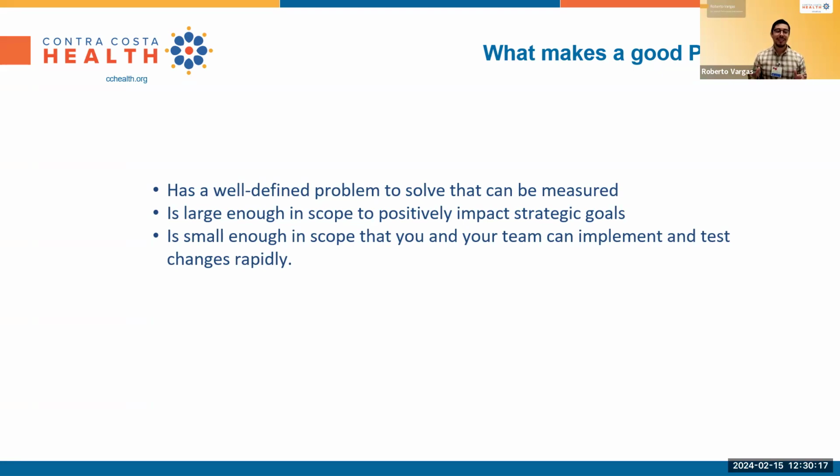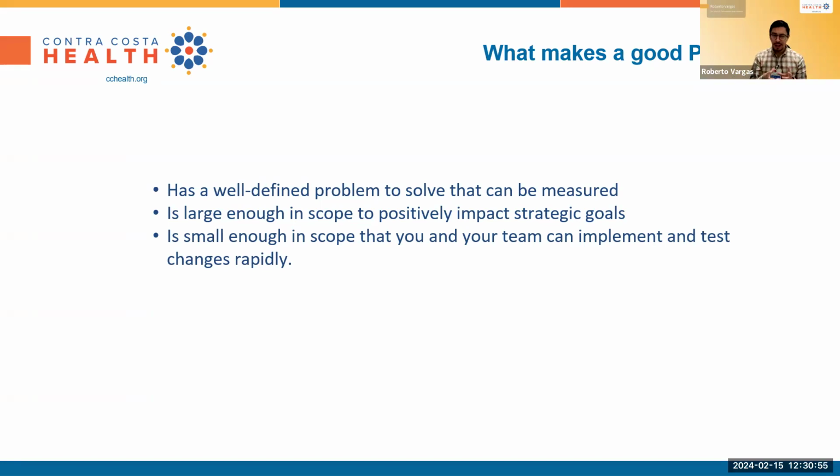So you want your project connected to an organizational goal or strategic goal. But at the same time, you want it small enough in scope that you or your team can implement and test changes rapidly. If it gets too big, you're going to be including many people, and I'm imagining many opinions. If some of you have heard that phrasing, too many cooks in the kitchen can easily happen. So how can you scope it down enough, especially if PI projects are new to you? You really want something tangible that you can test these methodologies on.